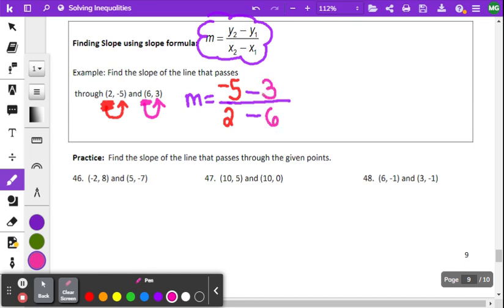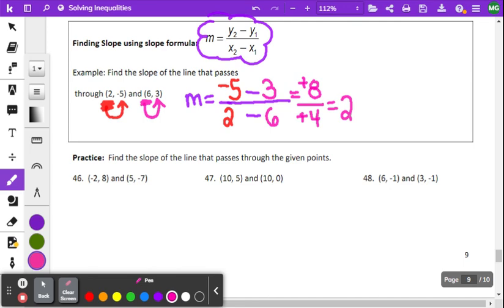And then using order of operations, we know we have to simplify the numerator and then simplify the denominator. So -5 minus 3 gives us -8. 2 minus 6 gives us -4. And then we have to reduce this as much as possible. So personally, I would say negative over a negative gives us a positive. 8 divided by 4 is 2. That's how I prefer to do it.